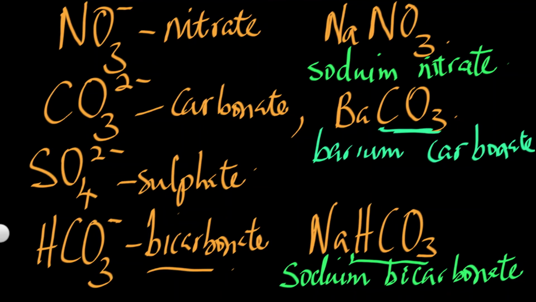Otherwise, this is how you name ionic compounds. The positive part, you call it whatever it is. If it is sodium, you call it sodium. If it is barium, you call it barium. If it is potassium, you call it potassium. If it is calcium, it is calcium. But if you go to the negative part, which is essentially the non-metallic part, you change. If it was chlorine, it becomes chloride. If it was sulfur, it becomes sulfide. It starts ending with an IDE. But if you are having compound ions like the nitrate, the carbonate, the sulfate, you just have to know these compound ions.